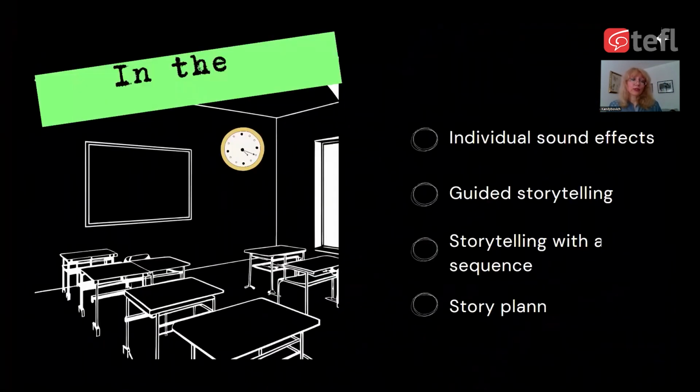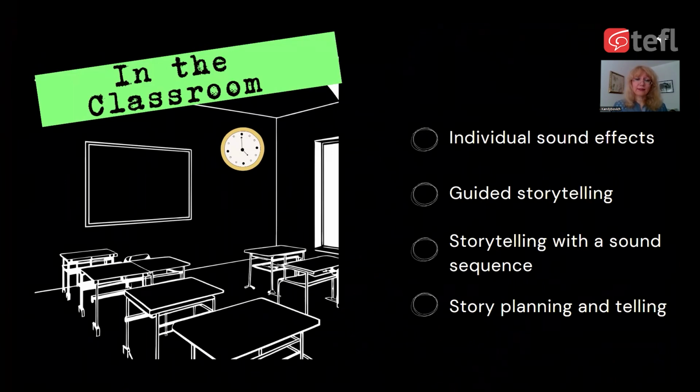In the classroom, you can use a range of storytelling activities with your sets of sounds. You can use individual sound effects when you play an individual sound and have students describe the situation, where they are, what they are doing, who they are with, and so on. You can also use guided storytelling when you play a sequence of sounds one by one and ask students questions after you play the sound effect. For example, you play the sound of the footsteps and ask learners to describe the person walking.